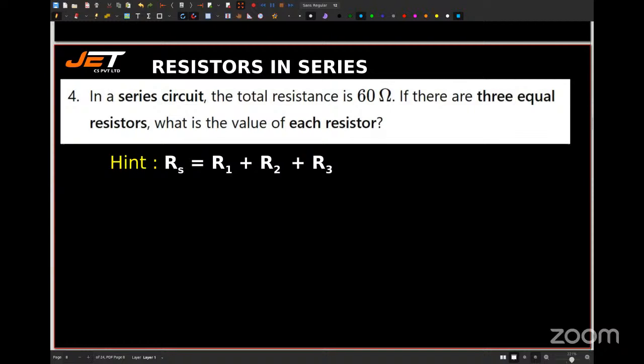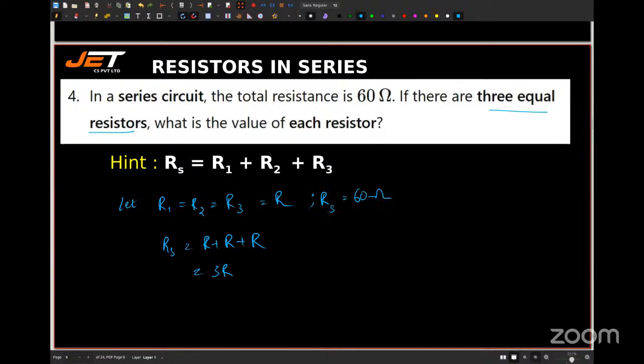Yeah, right, Neha. 20 is correct. So we can try it like this. They said there are three equal resistors, right? All the three are equal resistors. That means R1 is equal to R2 is equal to R3, which is equal to R. So what will be RS? It will be R plus R plus R, which is equal to 3R. What is RS? RS is equal to 60 ohms. So we have 60 here. R will be 60 divided by 3, which is equal to 20 ohms. So each resistor will be 20 ohms.